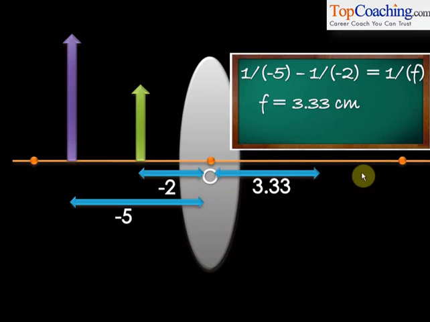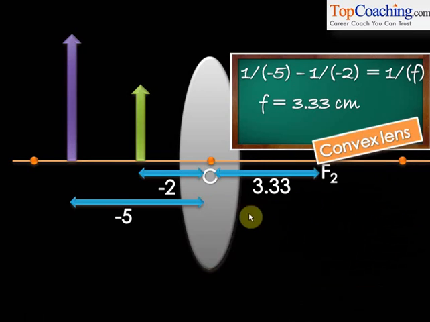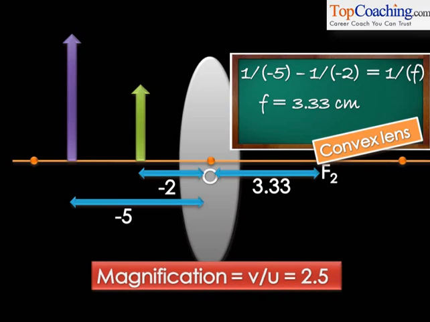What was the second part of the question? The second part of the question said, what is the focal length of the lens? Clearly, we have already found that out. It is 3.33 centimeters, isn't it? The third and fourth parts of the question wanted us to find the qualities of the image and the magnification. The magnification is clearly image distance by object distance, isn't it? That is v by u, or minus 5 by minus 2, or 2.5. Clearly, that's the value of magnification.